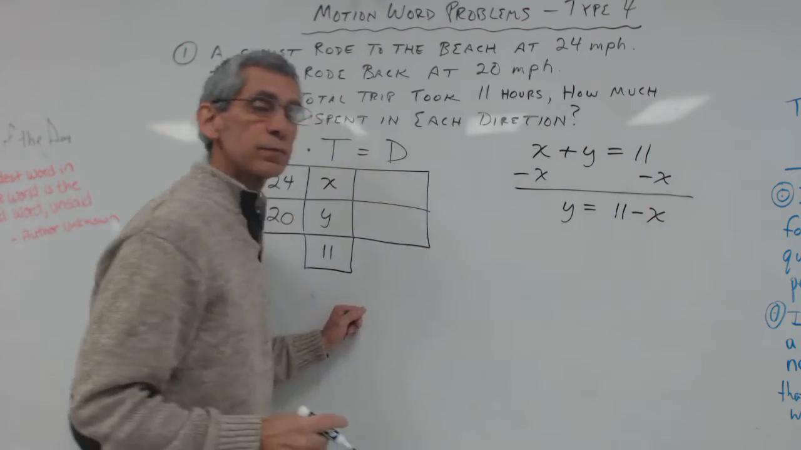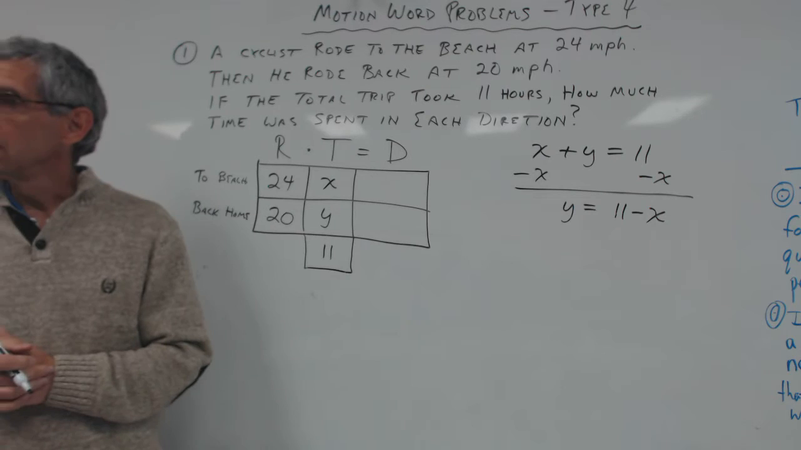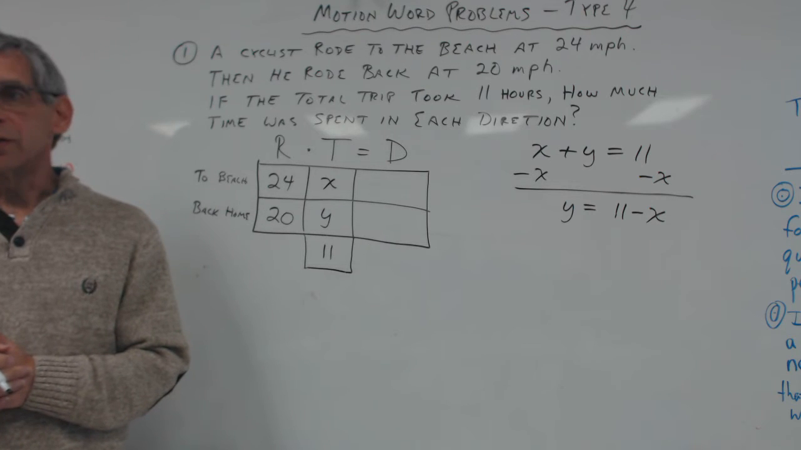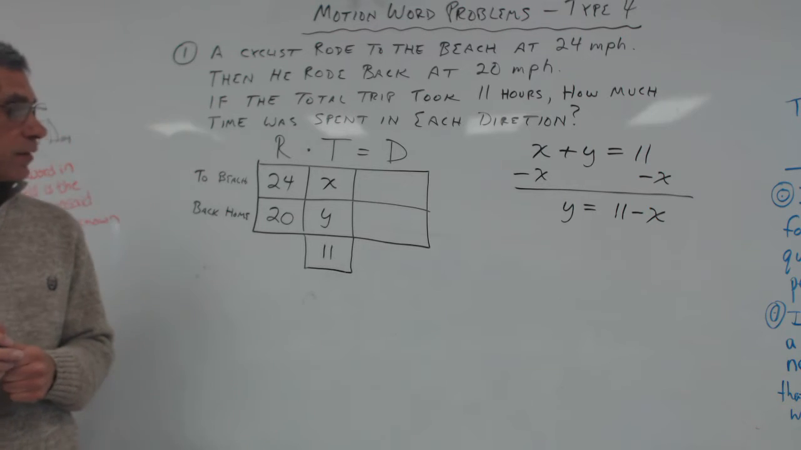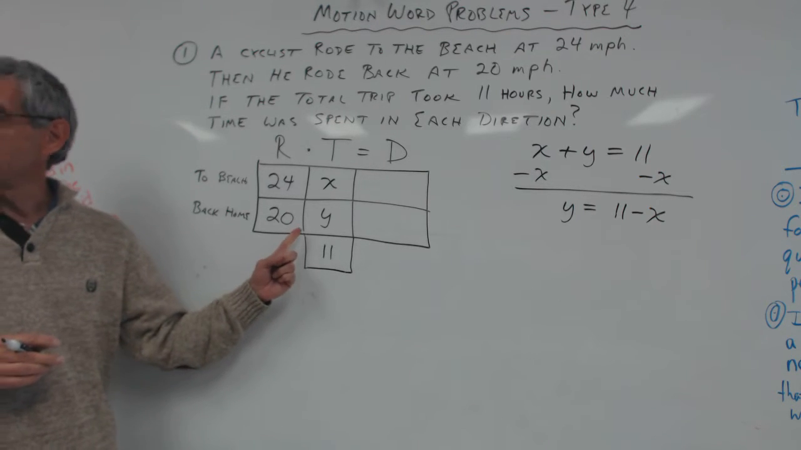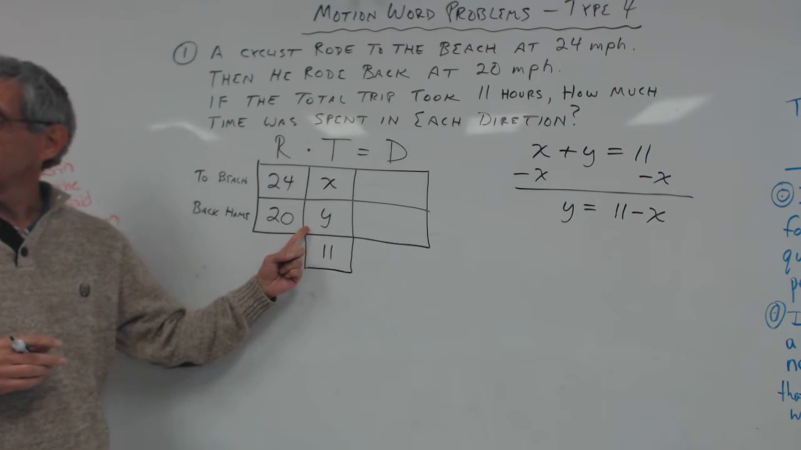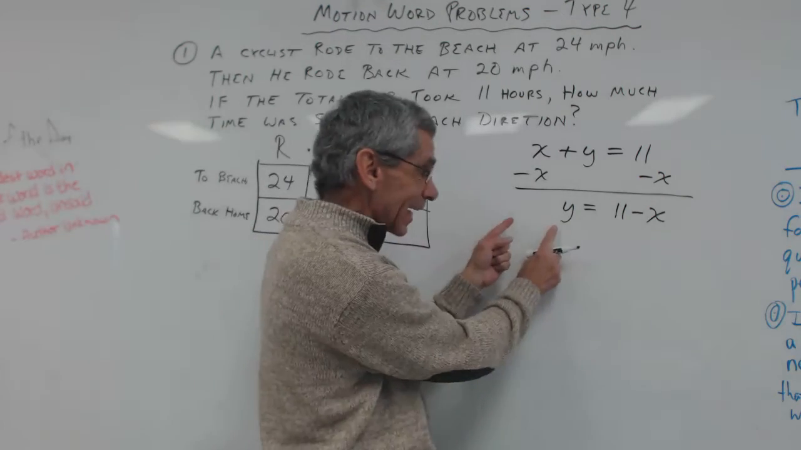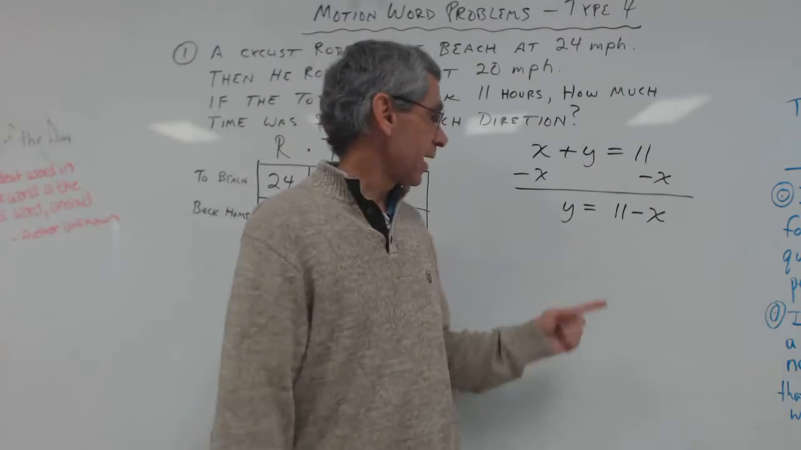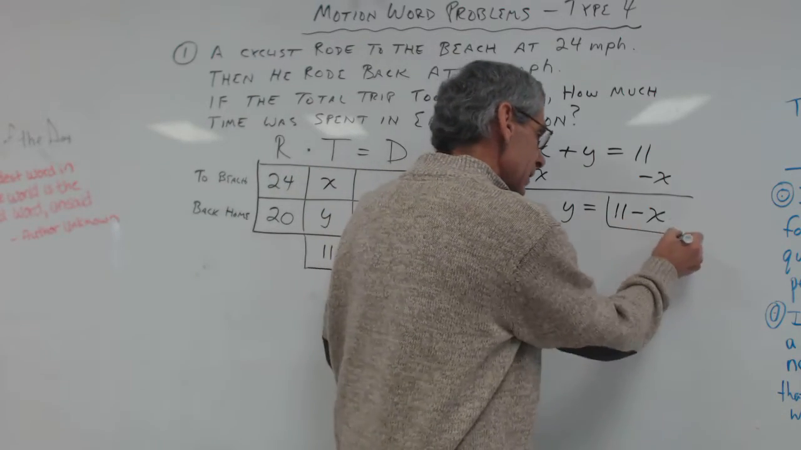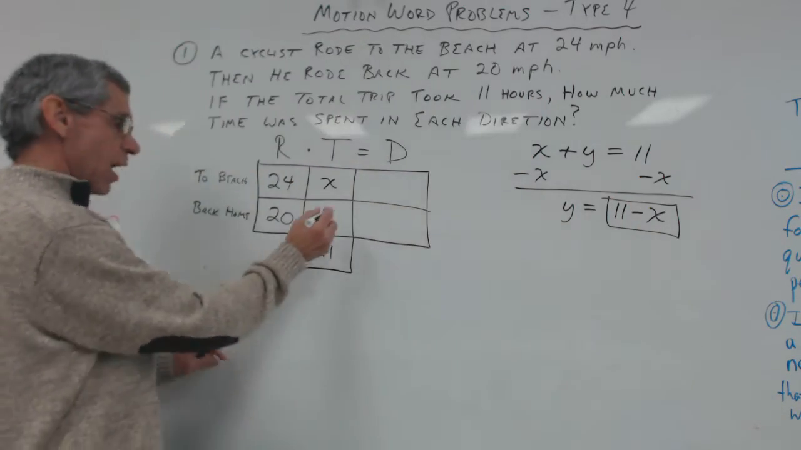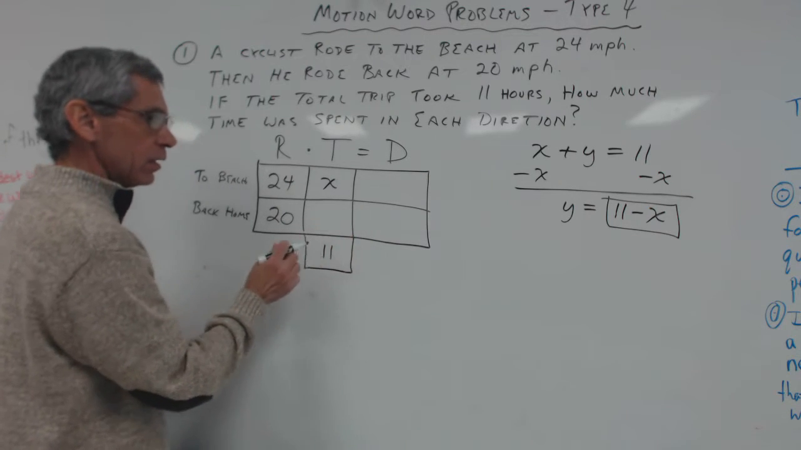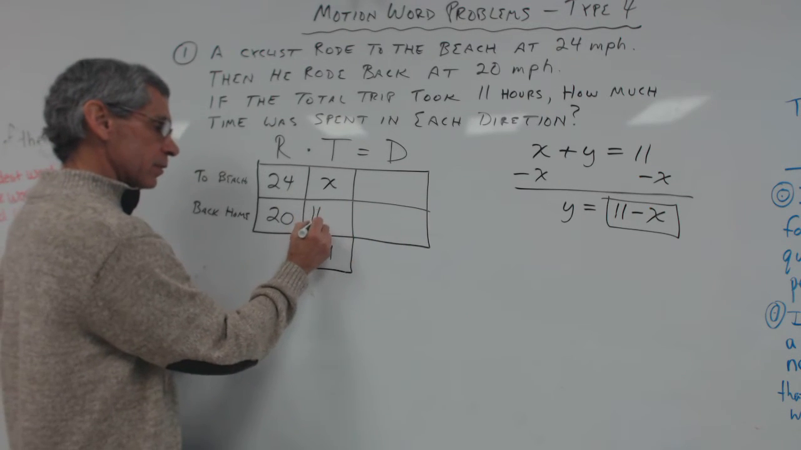11 minus x. Now, what could I put in the box that would get rid of my y? Bella, what do you think? You have to replace the y with 11 minus x. Y is exactly the same thing as 11 minus x. So instead of y, I could just put 11 minus x.